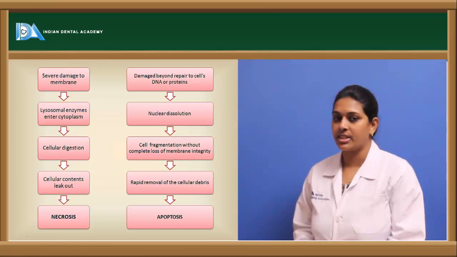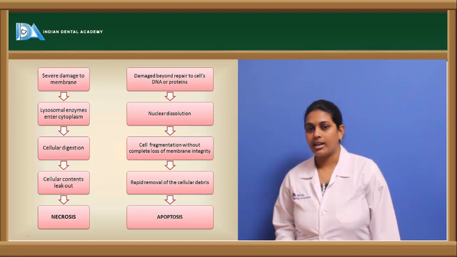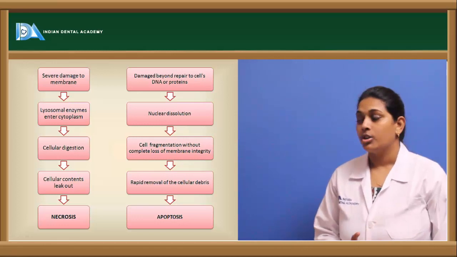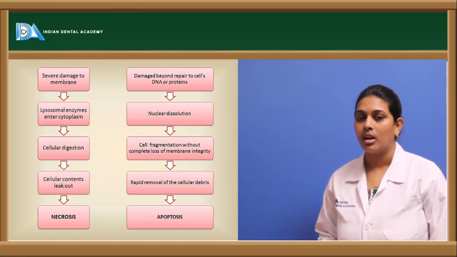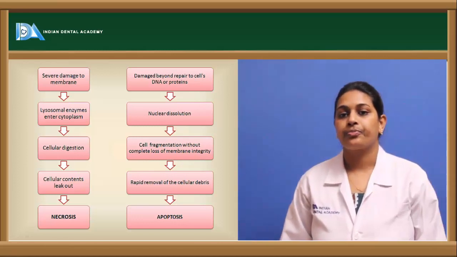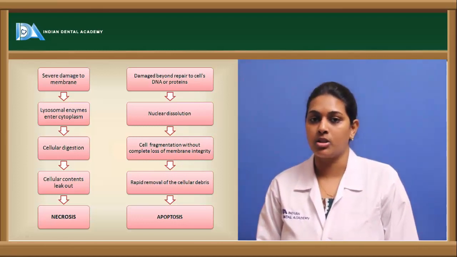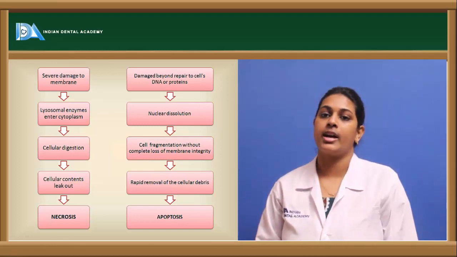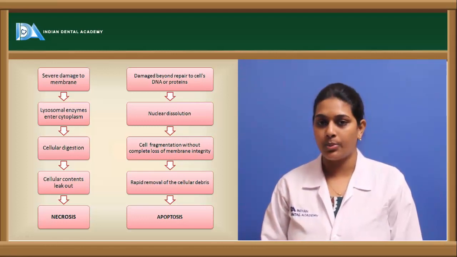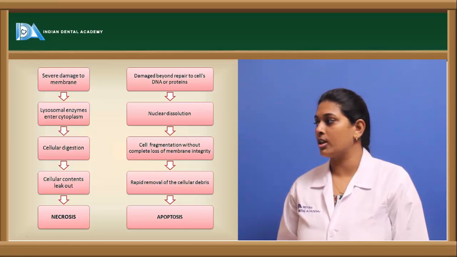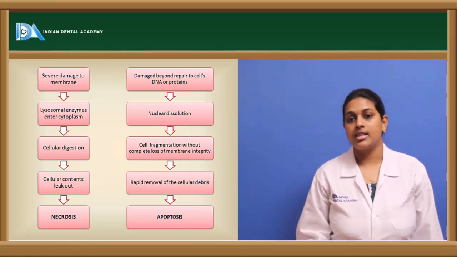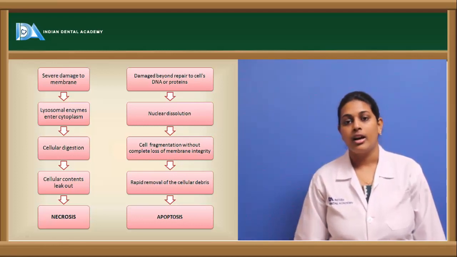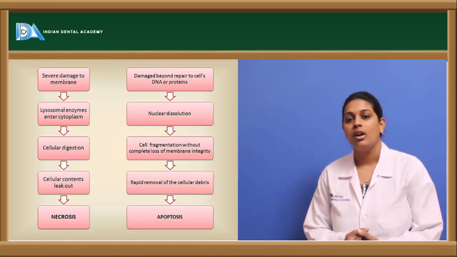Whereas in apoptosis, when the damage is beyond repair, that is, when there is irreversible damage to a cell's DNA, proteins, or any cell organelles, the cell starts showing the apoptotic mechanism. Enzymes which degrade the cell's nuclear DNA and the cytoplasmic or nuclear proteins get activated and cause dissolution of the nucleus. The cell starts shrinking in size. Whereas in necrosis there is swelling of the cell, in apoptosis there is shrinkage, that is, reduction in the size of the cell.